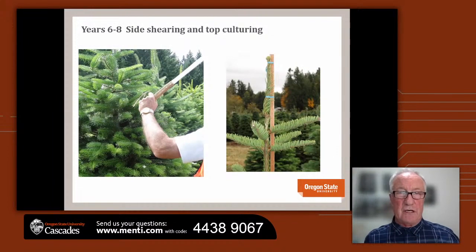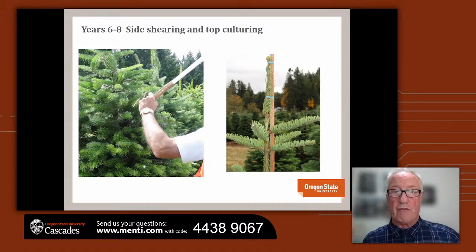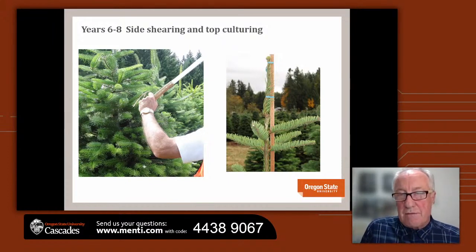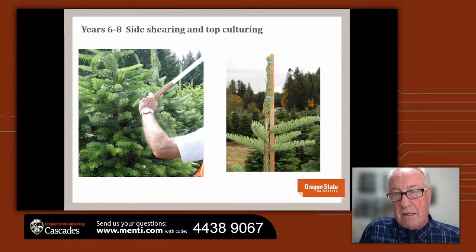So when we move to years 6 to 8, side shearing and top work become kind of the order of the day, at least for the culturing part of growing trees. And with noble fir and a lot of the true firs, getting a leader to form on the top is a time-consuming effort where you're using a lot of sticks and ties to try to get the leaders to form straight and look more natural.